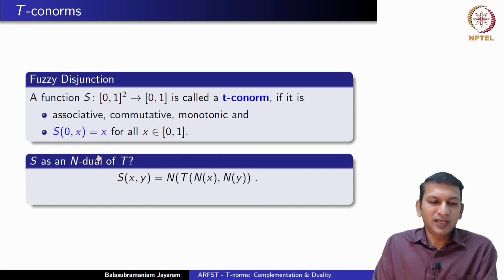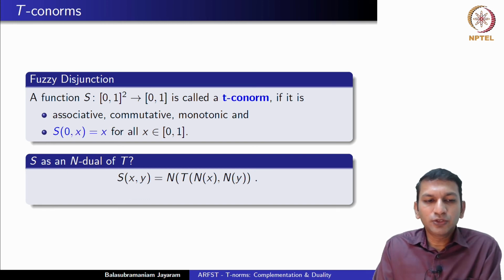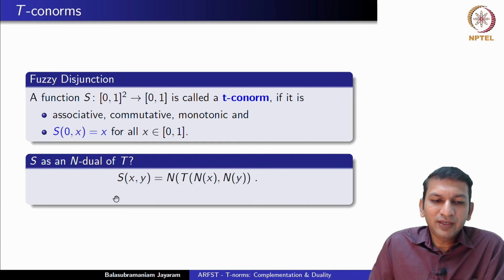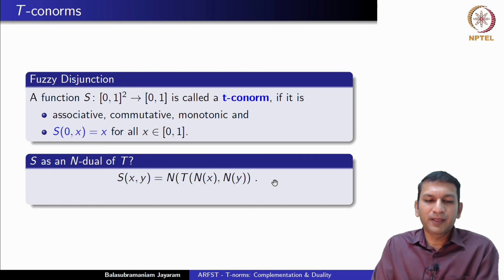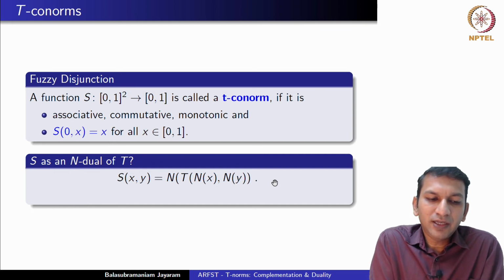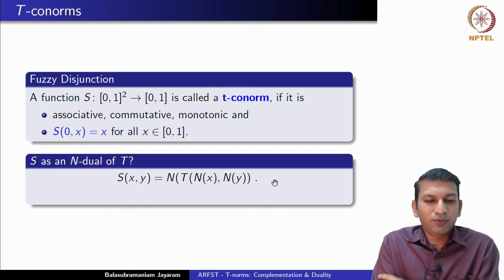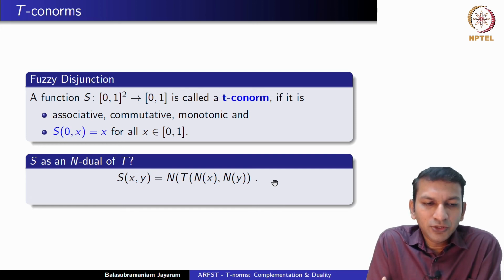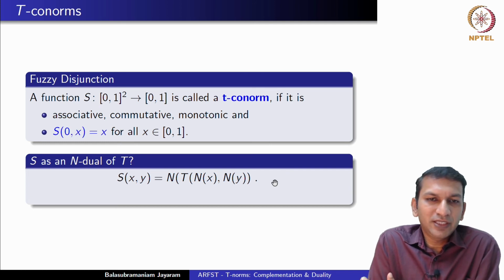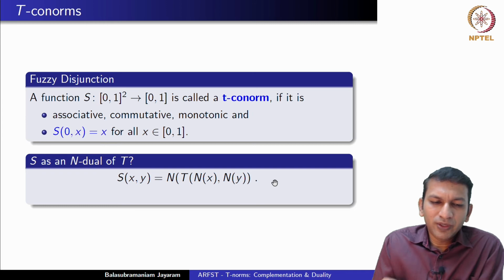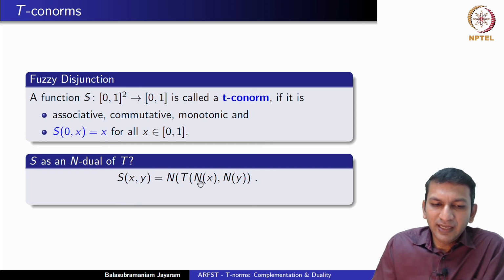Now the question is, can we relate S and T through this negation? What if we take a T-norm T and define S of x, y as n of T of n x, n y? Will this become a T-conorm? Now let's look at it. What do we need for it? We need S to be commutative, as is clear because T is commutative. Is it monotonic? Note that as x increases, n decreases. As n decreases, T in the first variable decreases. But n is a negation, so again it increases. So which means it is monotonic.